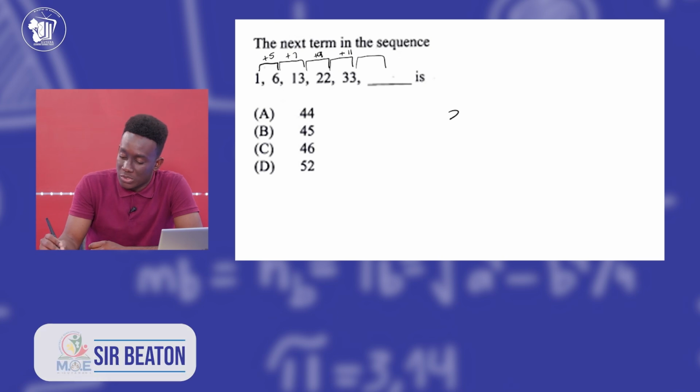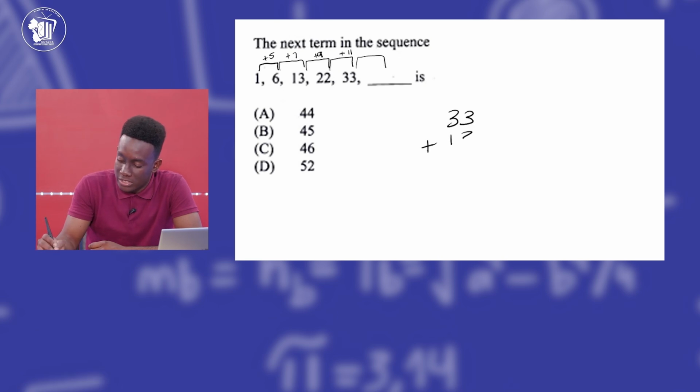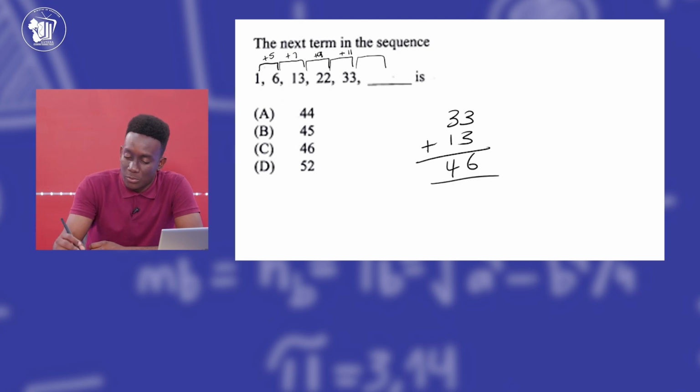So 33 plus 13: 3 and 3 is 6, 3 and 1 would be 4. So 46 would be the next number in the sequence. So the answer is C.